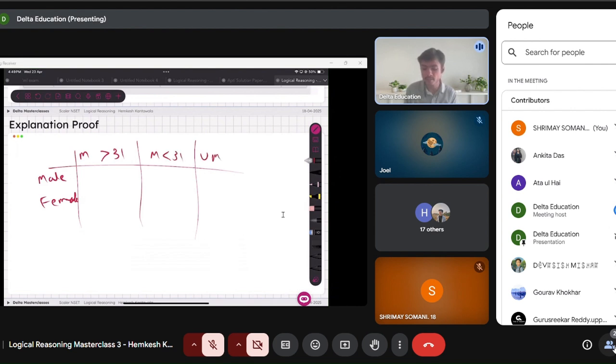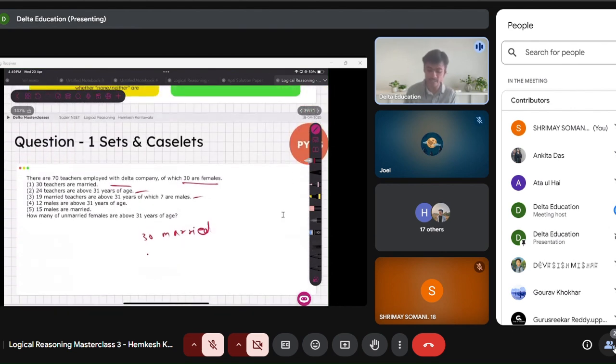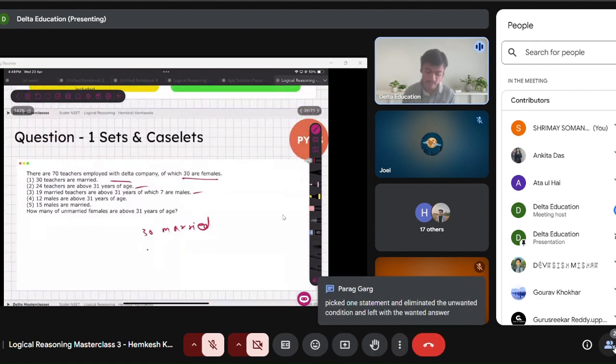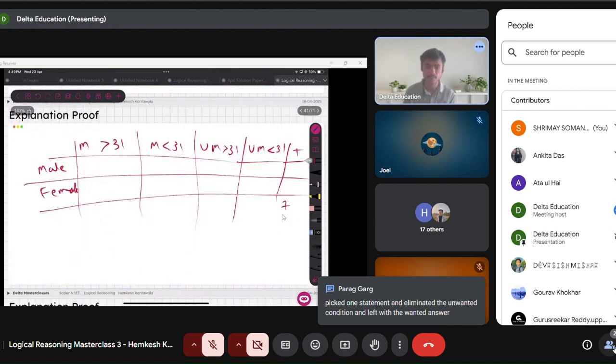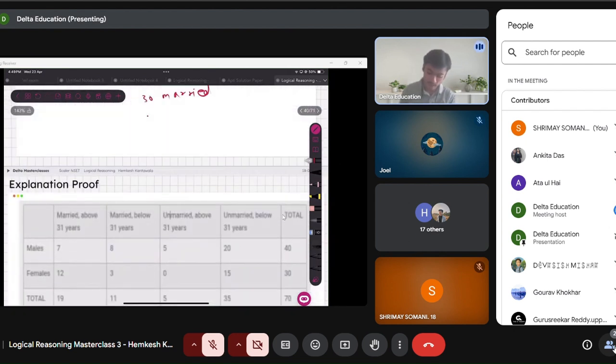Unmarried greater than 31, unmarried less than 31, and there would be a column of total. Now we make sure that all the data we have is filled in this table. So yes, there are 70 teachers employed. In total there are 70, correct? We eliminated the unwanted condition and are left with the wanted answer. Yeah, great. That is also correct.